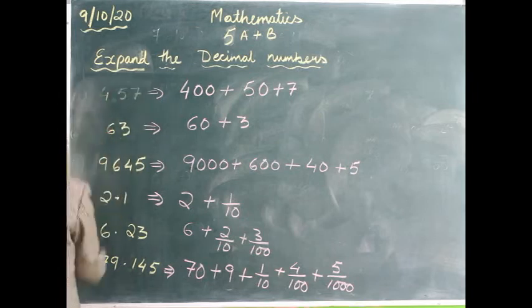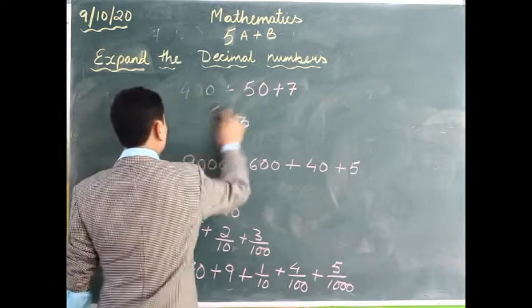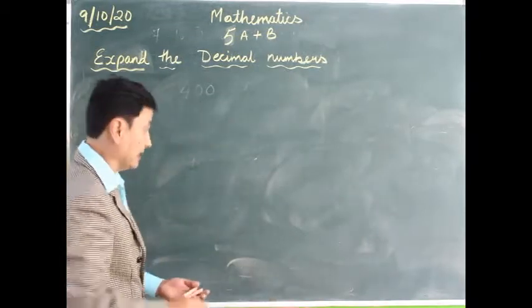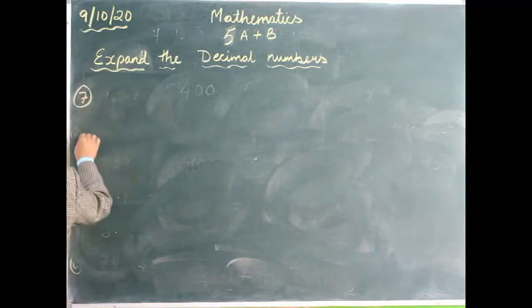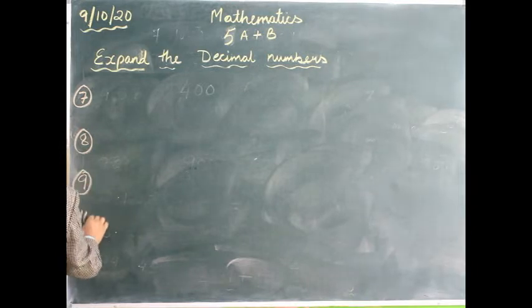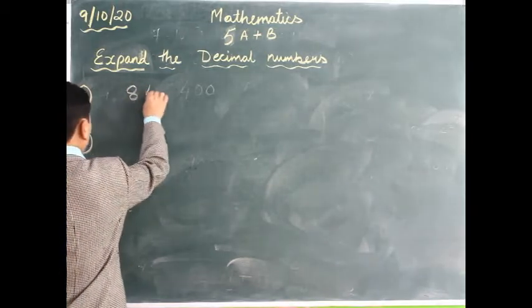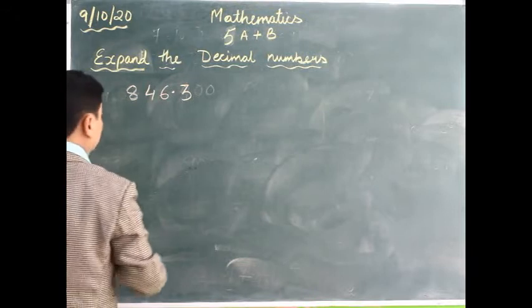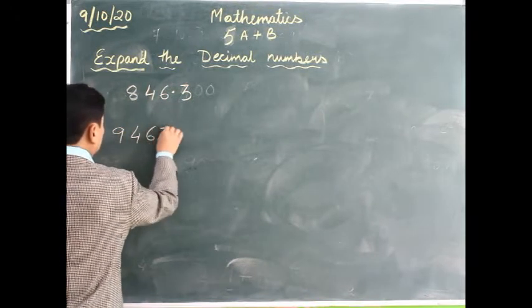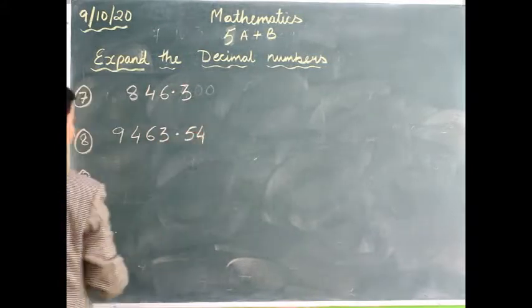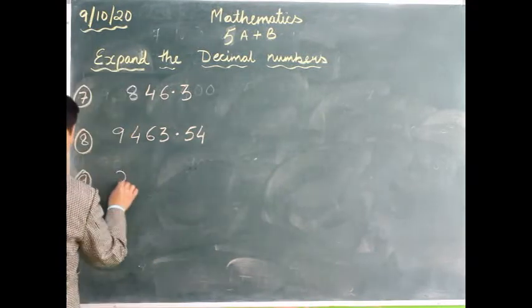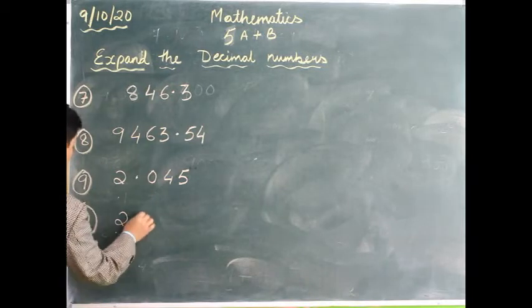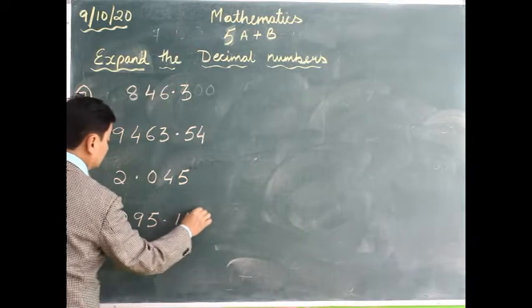So I hope you have understood. That's how we expand decimal numbers. Remember to look at that decimal chart which we had done before. So let's do some more numbers. Let's do 7, 8, 9, and one more, 10. 846.3, 9463.54, 2.045, 295.104.